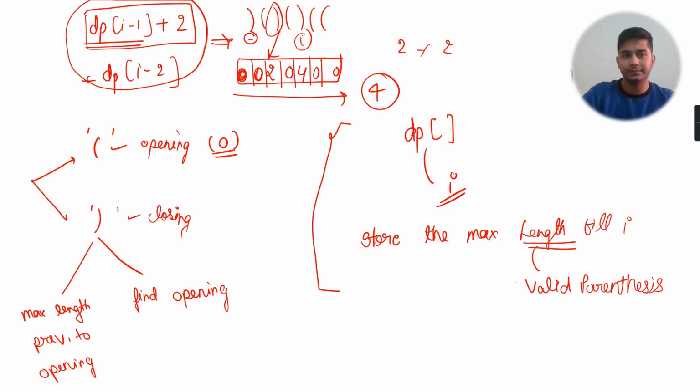So the basic logic behind this is that if we have an opening bracket, it will always be 0. If we have a closing bracket, then you have to check if the previous element is an opening bracket or not. If it is an opening bracket, then you have to do DP of I minus 1 plus 2 plus DP of I minus 2. Why DP of I minus 2? Because in this case, there can be a valid parenthesis till now, right? Now, there is one more case that we have to discuss. Suppose, let's say, closing, opening. Let's say this is the case.